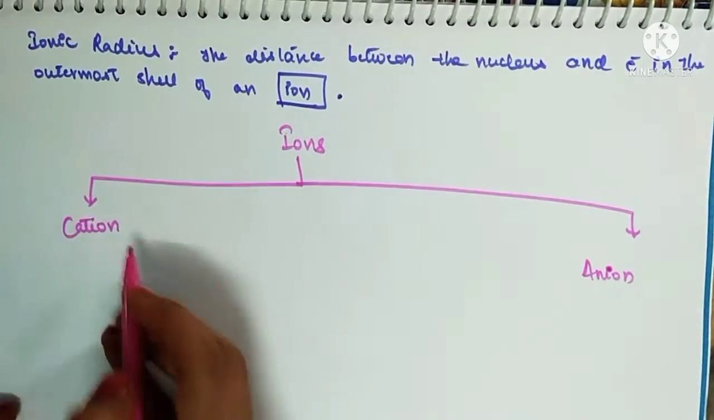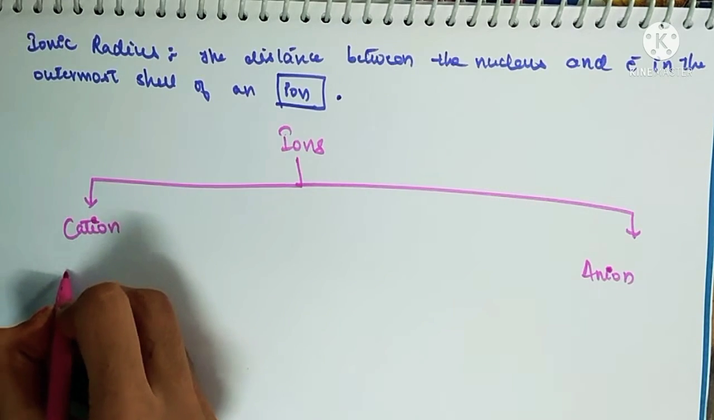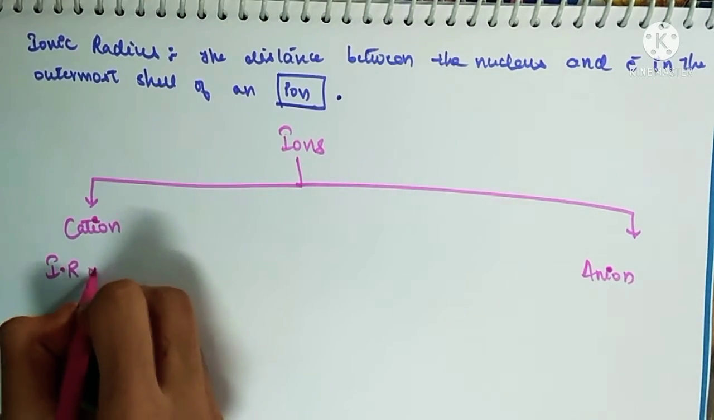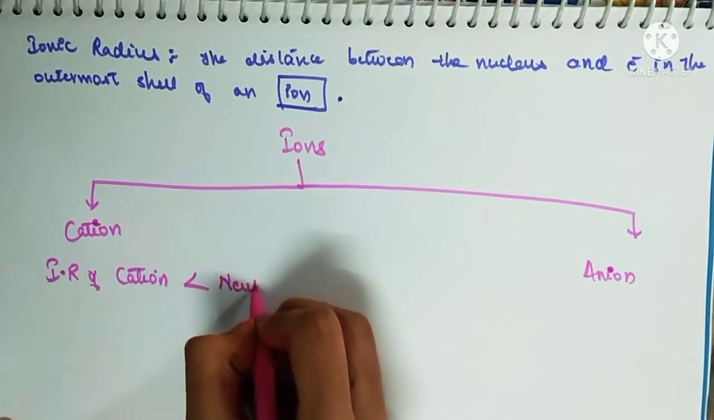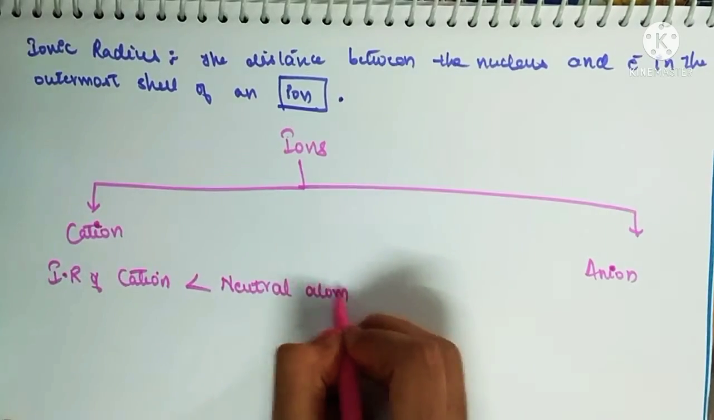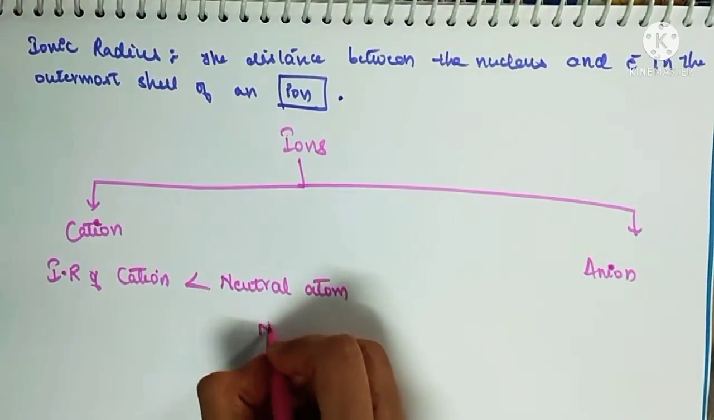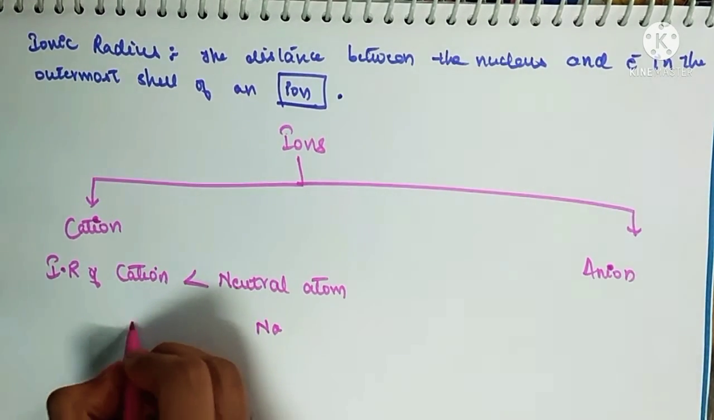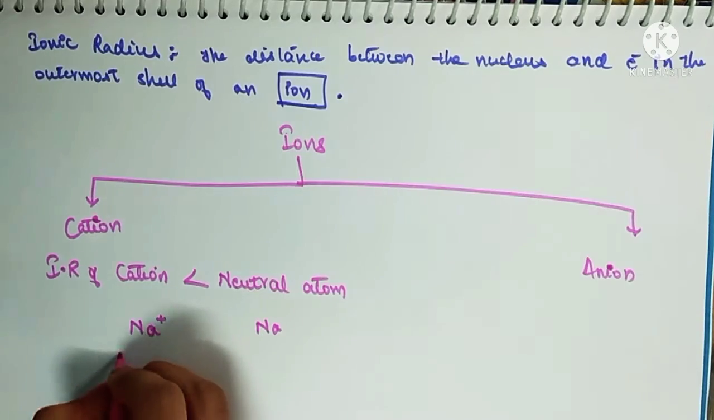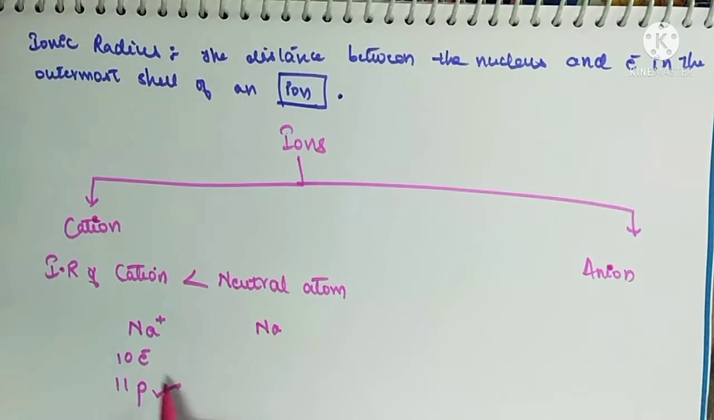So the variation in cation is, the ionic radius of cation is always less than the neutral atom due to decrease in the electrons and increase in number of protons. Like if we take one example, Na is the neutral atom because it has 11 protons and 11 electrons, but whereas Na plus we have 10 electrons but 11 protons. Here we have more number of protons than electrons.